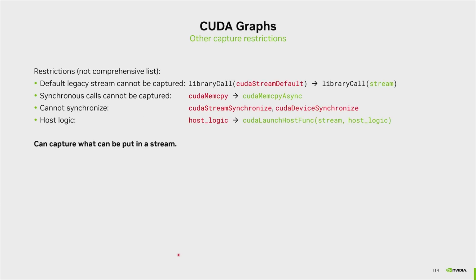Okay, so let's talk about some restrictions on graph capturing. First of all, you cannot use default legacy streams. So if you have them, you need to replace them with your own streams. The rest essentially follow this instruction. Basically, you can capture only what you can put in a stream. So if you have synchronous memcopies or cudaFree, you need to replace them with asynchronous ones. Also, you cannot synchronize, either at stream level or device level. And if you want to capture some host logic, you need to also attach it to a stream.